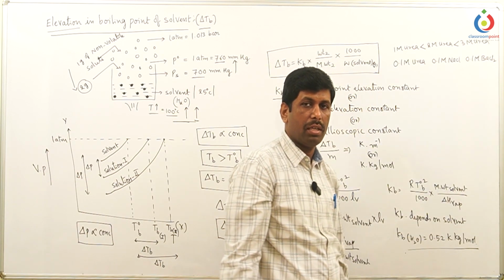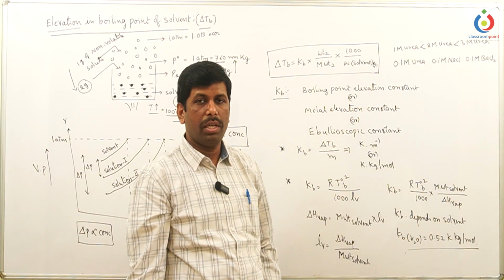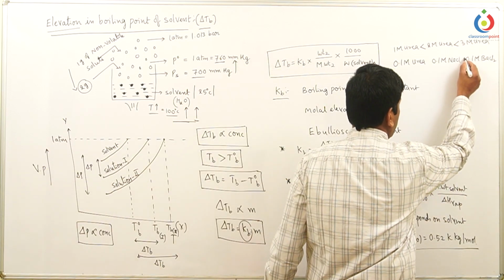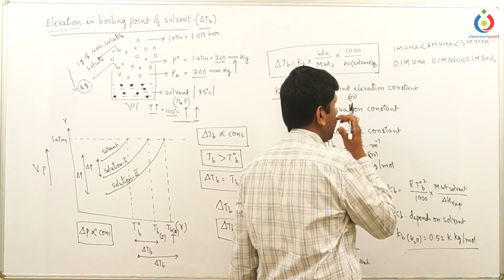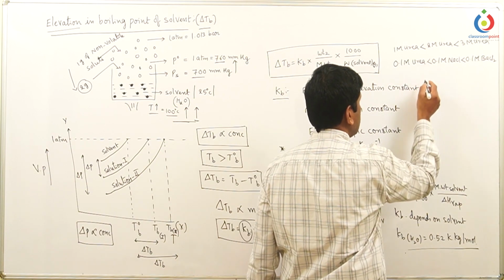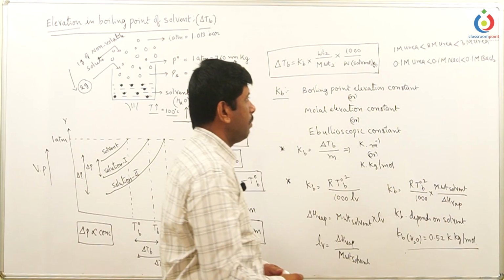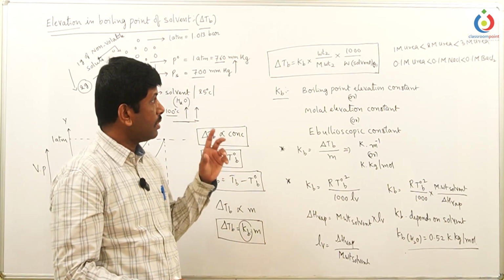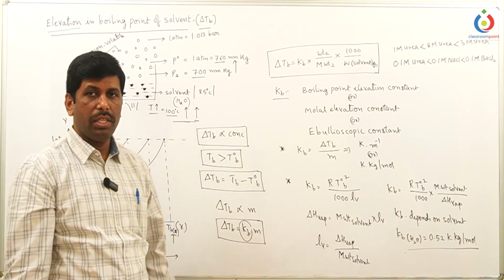Wherever the higher particle concentration is there, automatically the boiling point value is also higher. So here 0.1 m BaCl2 has a higher boiling point than 0.1 m NaCl, which has a higher boiling point than the 0.1 m urea solution. So this is about the elevation in the boiling point.